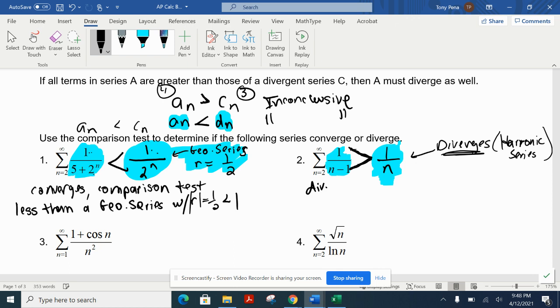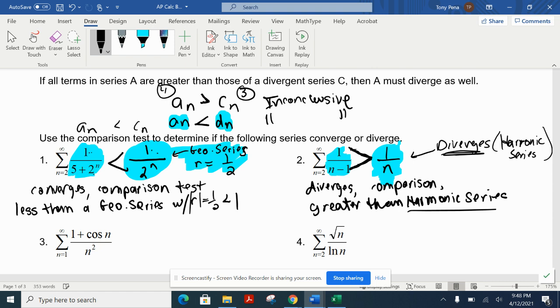So then we state this diverges, comparison test, it is greater than the harmonic series, greater than harmonic. The harmonic series speaks for itself. Whenever you say this, everybody knows that it diverges.